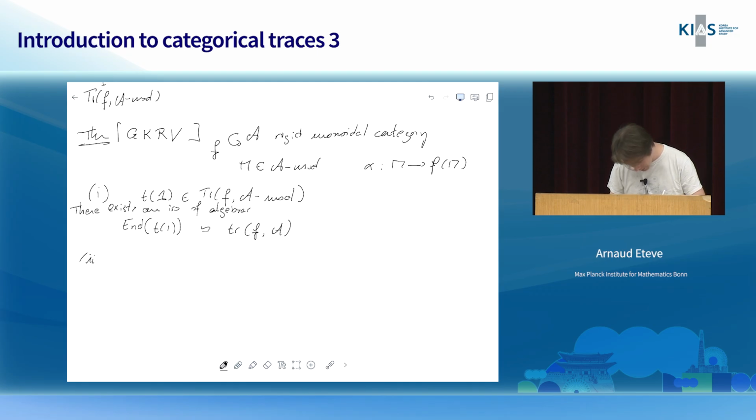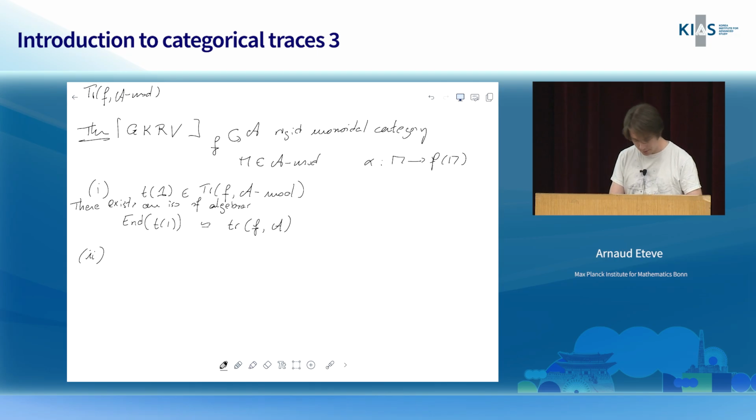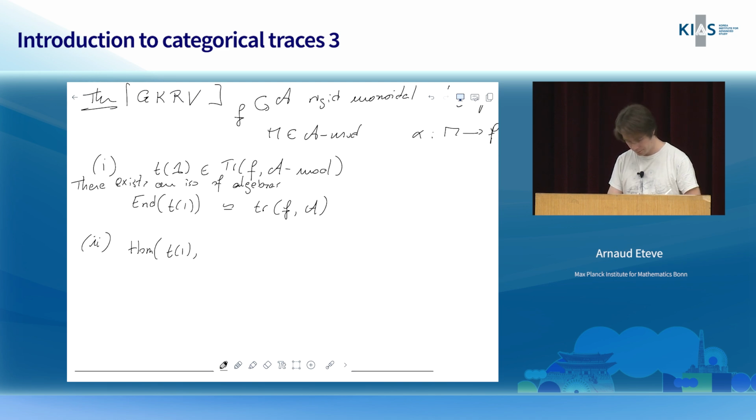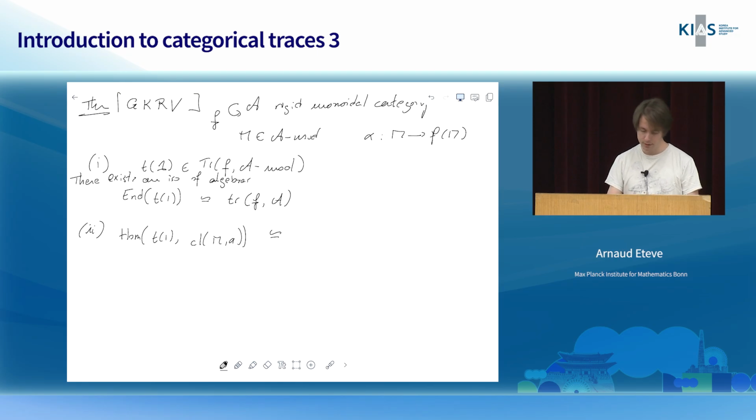And the second point is that if you take hom from T of 1 into the class of M alpha, so that, again, is a vector space, and it's the same as a trace of alpha on the category M.